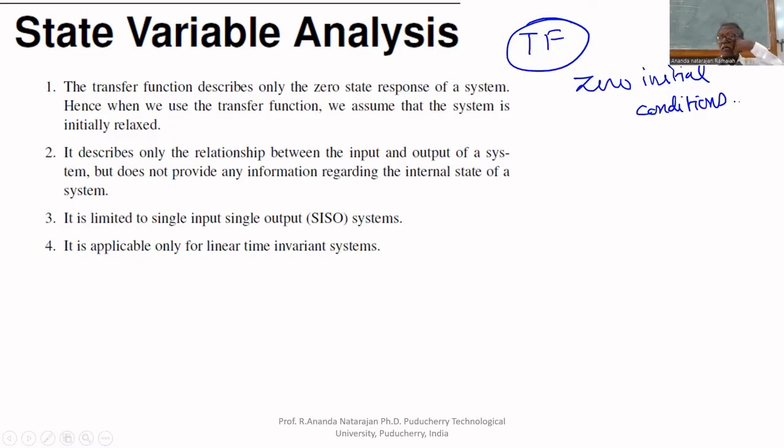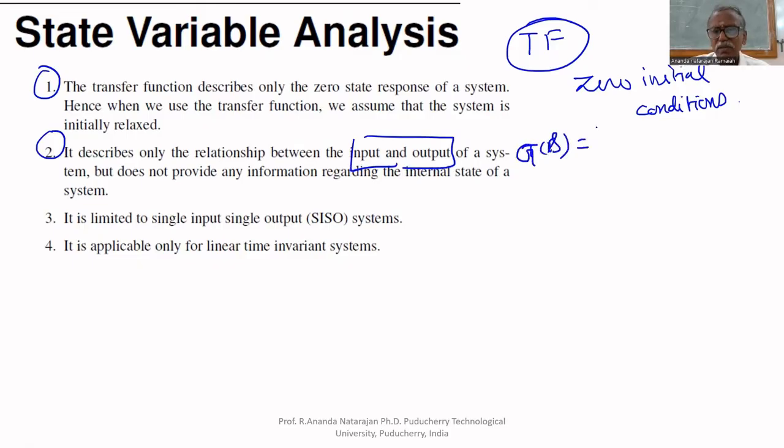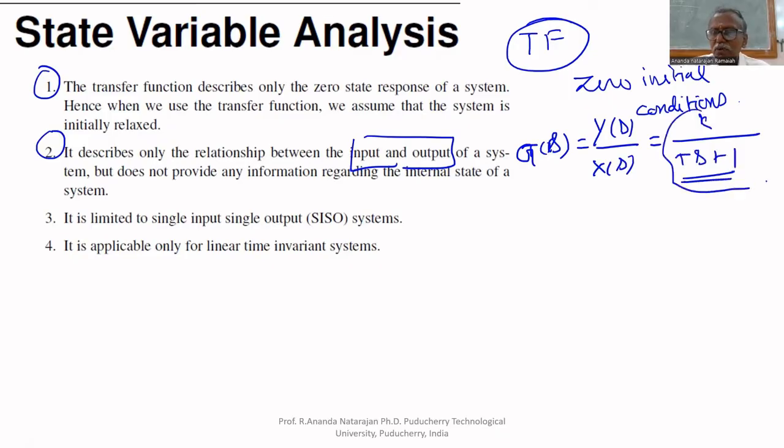The drawback is, if you do not assume zero initial conditions, it's not possible to find the transfer function. That is the drawback with the transfer function method of representation. The second drawback is it describes only the relationship between input and output. What is the transfer function? G(s) equals Laplace transform of output by Laplace transform of input. That is the transfer function. K upon tau s plus 1, first order system. It is the relationship between input and output. Only two variables are involved: one input, one output. That's all.